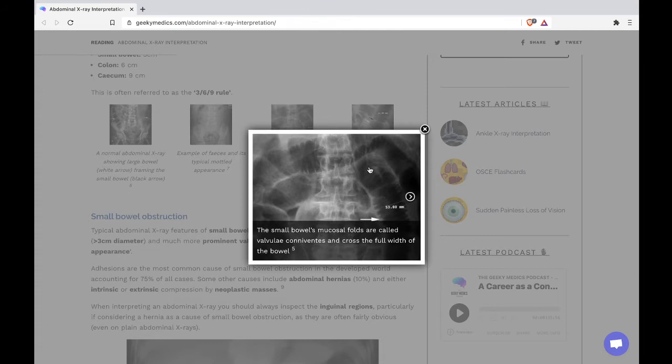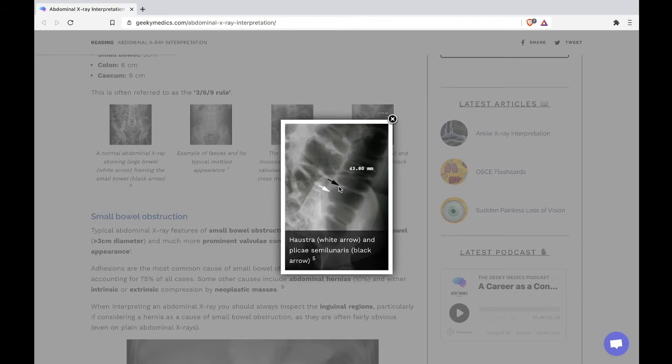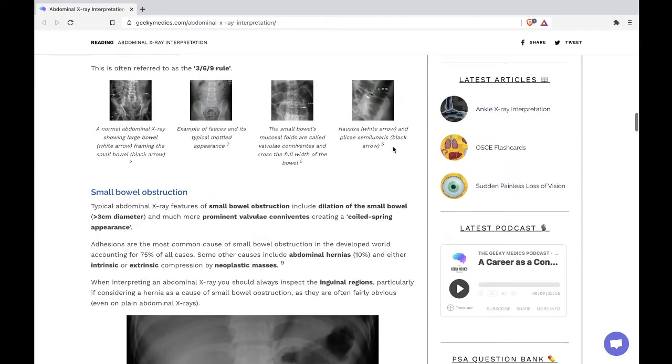All these are valvulae conniventes. It's the small bowel, and this is Haustra. Haustra are thicker than valvulae conniventes. Typically it doesn't cross, but sometimes it does cross. So it's not very reliable to differentiate using Haustra and valvulae conniventes alone. Because this is a Haustra, but you can see very thin over here. It looks like it crosses the whole bowel. Okay.